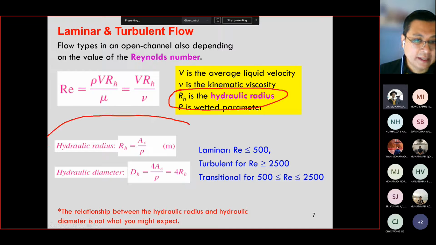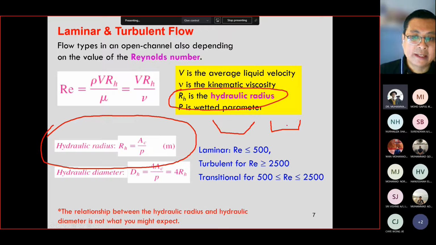How to measure the hydraulic radius is by the formula A_C over P, where A_C is the channel area. You can see the channel can have various shapes, sometimes trapezoidal, sometimes rectangular, sometimes semi-circular, depending on the shape of the channel. And this one is the perimeter. The perimeter you can measure from the condition of the channel itself. I will show later on how to measure the perimeter P. Actually, the perimeter P depends on the roughness condition of the channel.